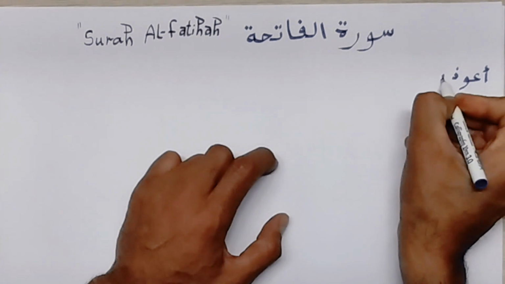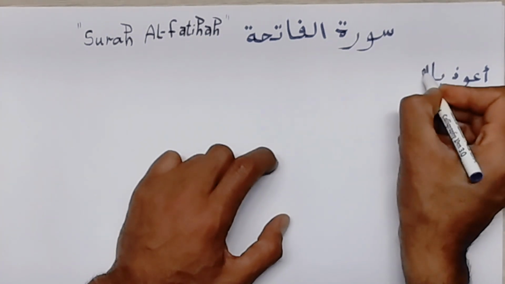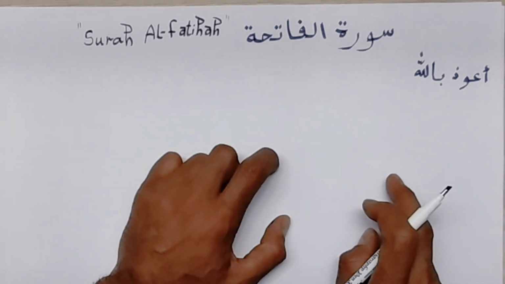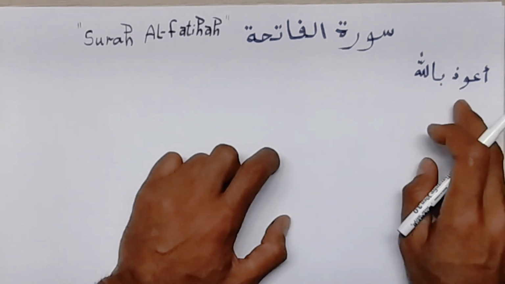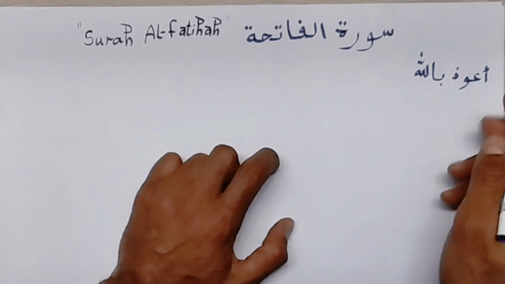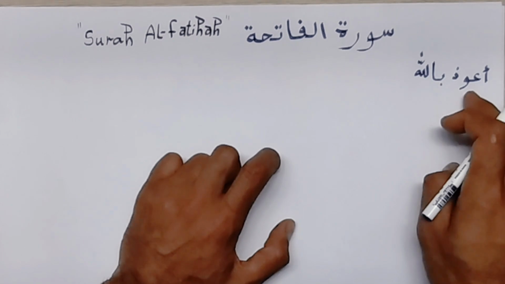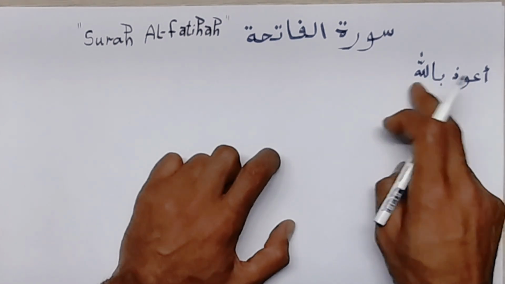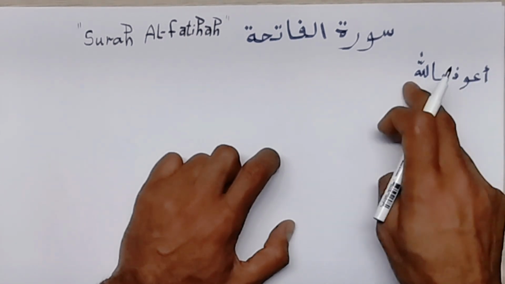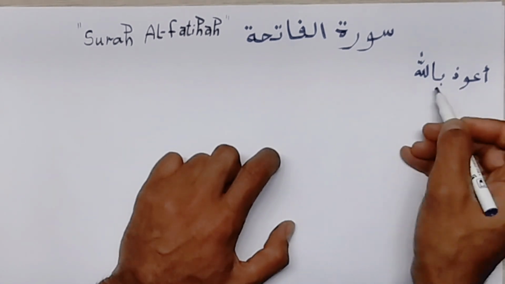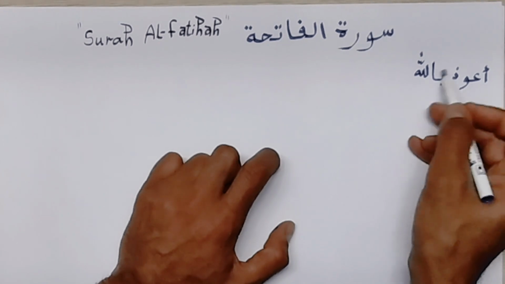أعوذ بالله. I refuge to Allah, okay? As if you say differently in Arabic, ألتجئ إلى الله. But for أعوذ, we don't say أعوذ إلى الله. No, أعوذ بالله. It's like a phrasal verb, okay? It's a verb plus particle, okay?